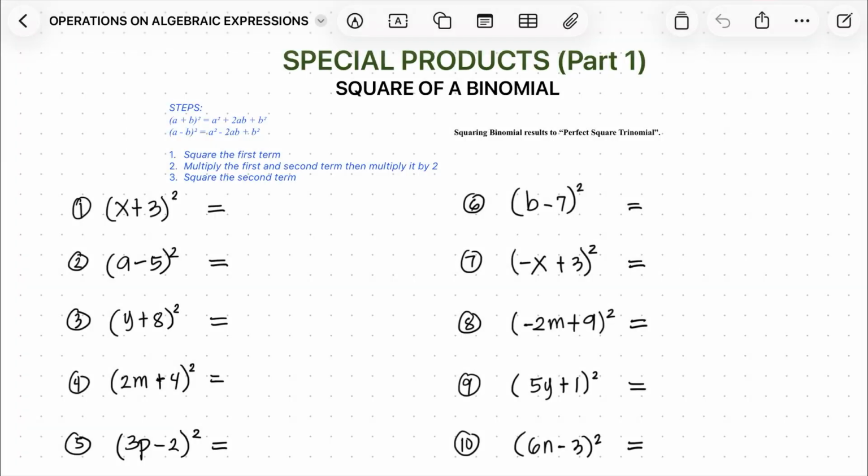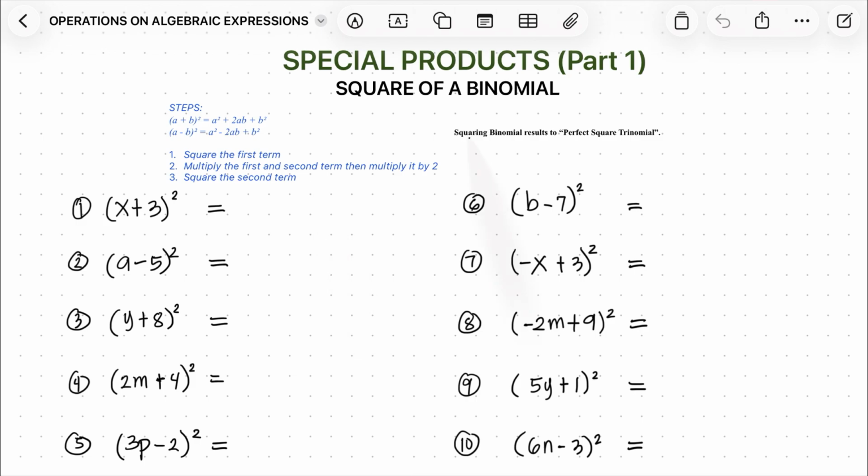In this video, we will start the series on special products wherein we will be discussing the square of a binomial. To get the square of a binomial, you will simply follow the steps. Number 1, square the first term. Second, multiply the first and second term. Then multiply it by 2. And then square the second term.